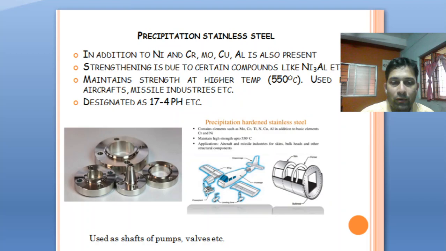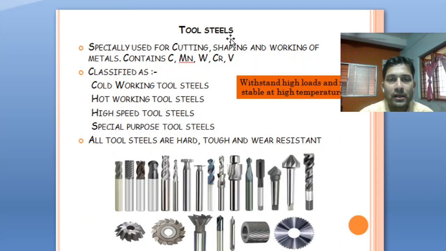You know that tools are used to deform or give metals a permanent shape, and tools are required to be very hard, tough and wear resistant. Further, a tool is also required to withstand high amounts of load, and sometimes tools have to perform at high temperature applications. So for this type of application, we require a special type of steel, and that type of steel is called tool steel.